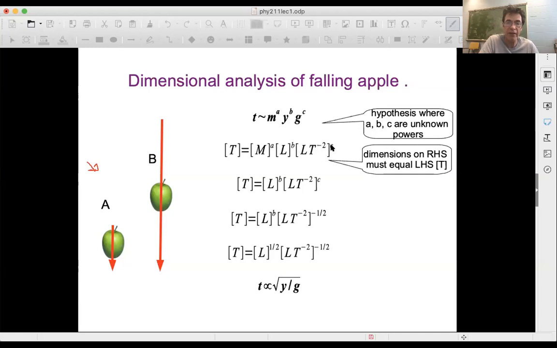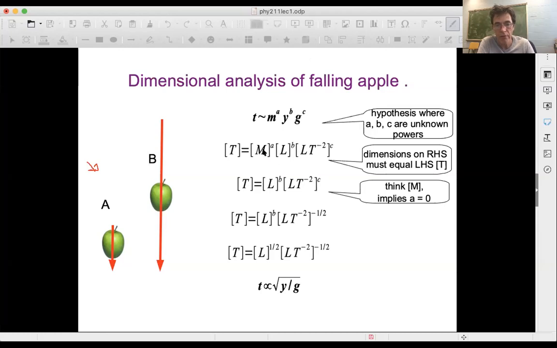So how am I going to figure those out? Well, I did them one at a time, step by step. Let me explain how I did that. Since the dimensions must be the same on the left-hand side as on the right-hand side, then it means that the right-hand side here must have the dimensions simply of time, because the left-hand side simply has the dimensions of time.